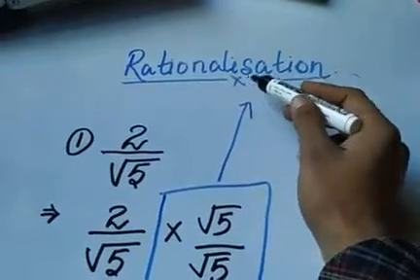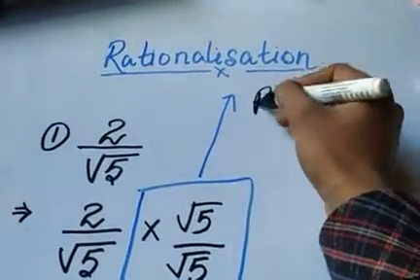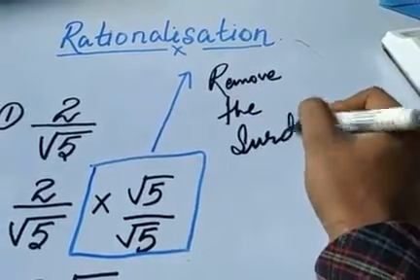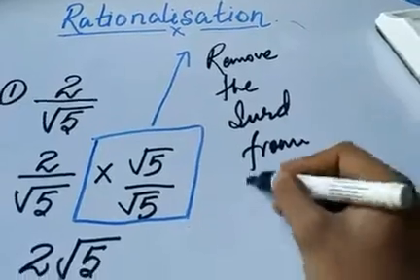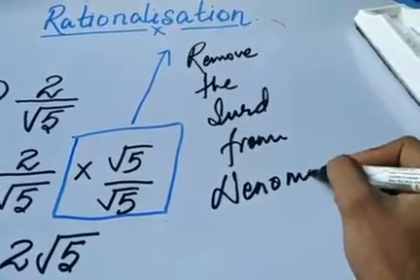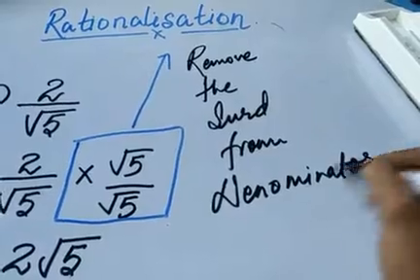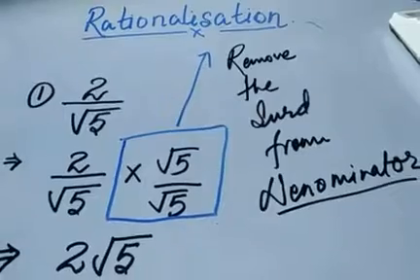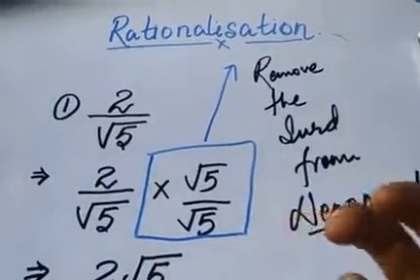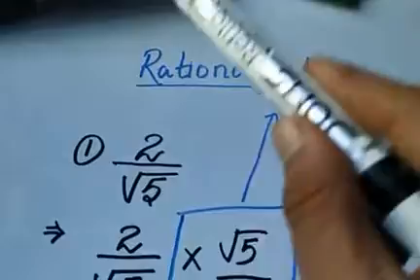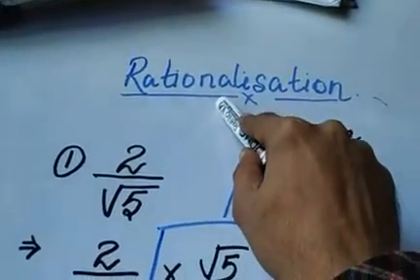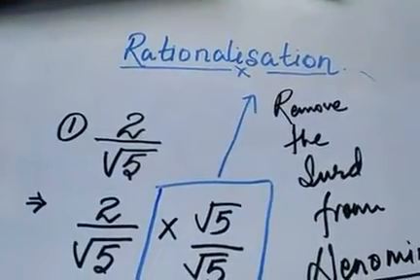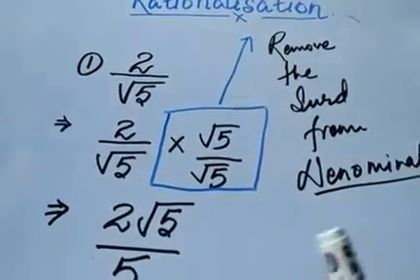That is the process of rationalization: you have to remove the surd from the denominator. Remember this not just for this chapter. This is very much relevant in any chapter in mathematics. Whenever you see a surd in the denominator, you have to do the process of rationalization, whether this chapter or any chapter you talk about. First let me know if this is understood, then we move on.